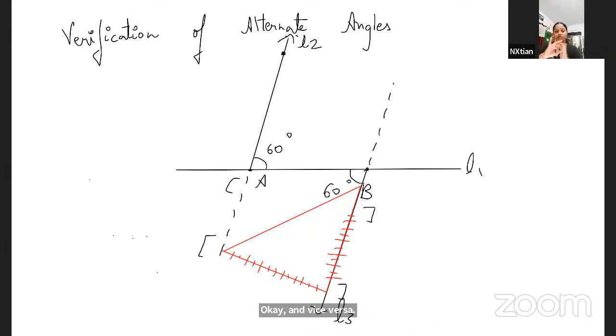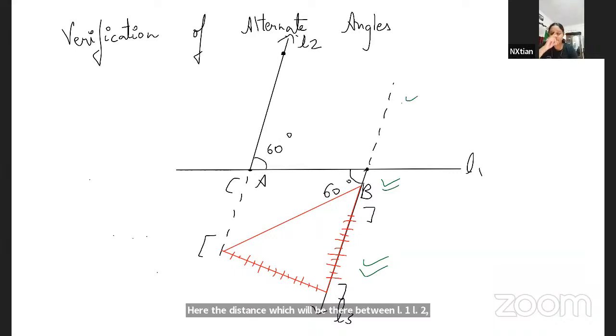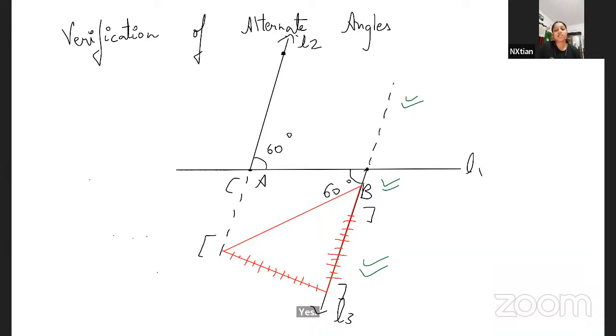Yes, Andrew. Ma'am, it's not 4.9, it's 4.4. Okay, 4.4. For all of them, it is 4.4 only, not 4.9. Why? Because both lines are parallel. So the distance here between L1, L2 and L3, and the distance here between L2 and L3, all of it will be equal, okay? Because both are parallel lines.